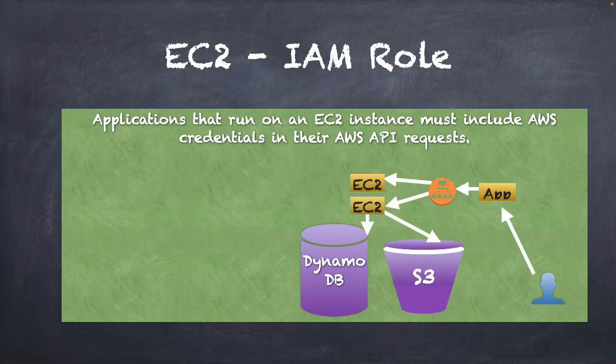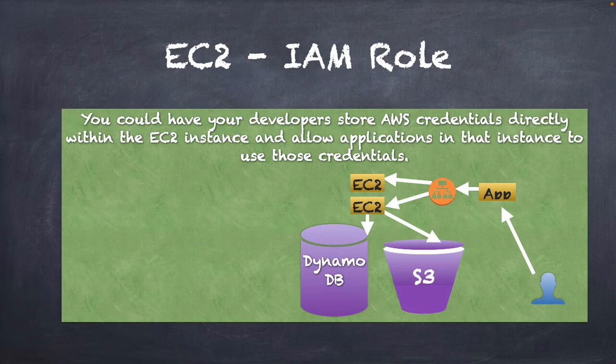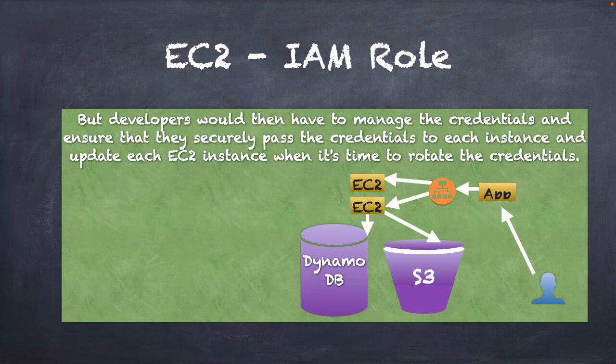Applications that run on an EC2 instance must include AWS credentials in their AWS API requests. You could have your developers store the AWS credential directly within the EC2 instance and allow applications in that instance to use those credentials. However, the developer would then have to manage the credential and ensure that they securely pass the credentials to each instance and update each EC2 instance when it is time to rotate the credential.